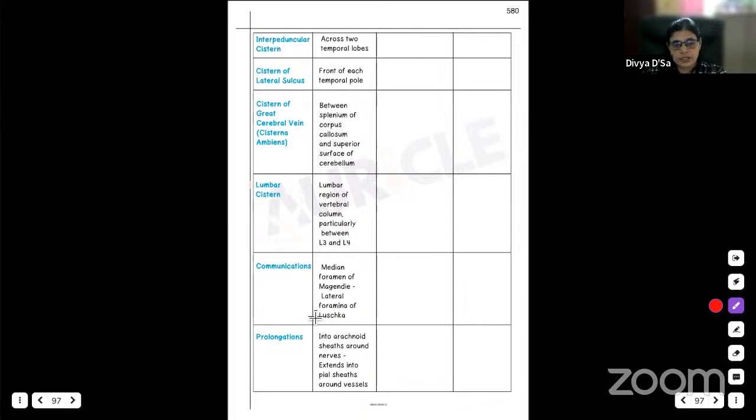So communications here are the median foramen of Magendie with the lateral foramina of Luschka. Prolongations: it prolongs the arachnoid mater into an arachnoid sheath along the nerves, and it extends along the ear sheath. Okay. So with this, we end today's class.